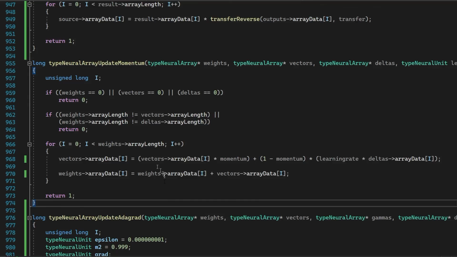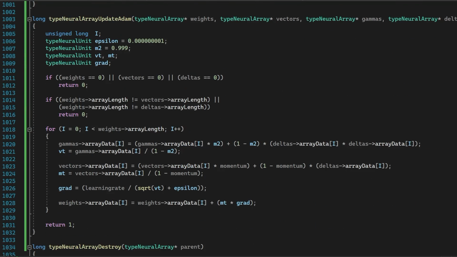Later, I'm going to have to figure out a way to test how well everything is working, instead of just saying it's working versus not working. Square root vt plus epsilon, grad, learning rate, mt, grad, 1 minus momentum. So everything seems to be working.